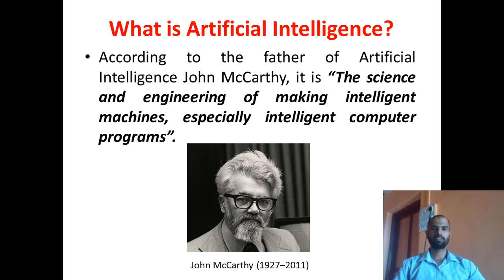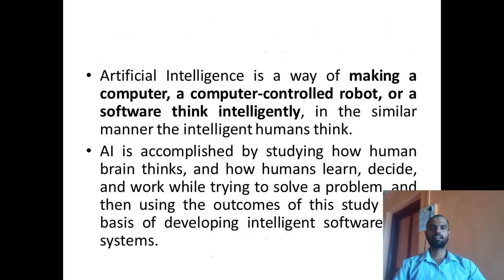According to the father of artificial intelligence, John McCarthy, it is stated as the science and engineering of making intelligent machines, especially intelligent computer programs. Another definition is given here. Artificial intelligence is a way of making a computer controlled robot, or a software that thinks intelligently. Okay, that means, in simple words, artificial intelligence is making machines that are able to think like a human.